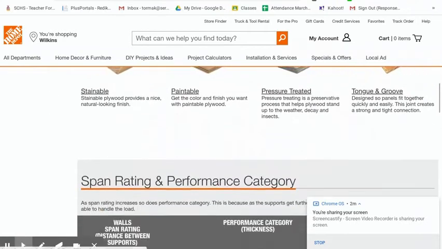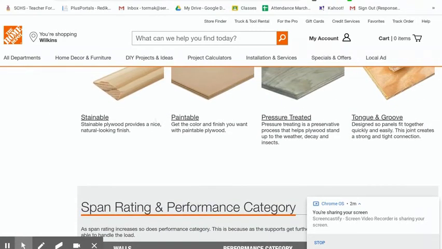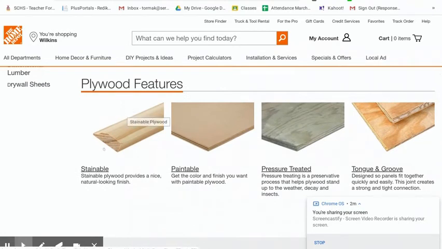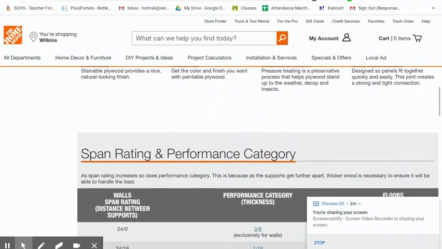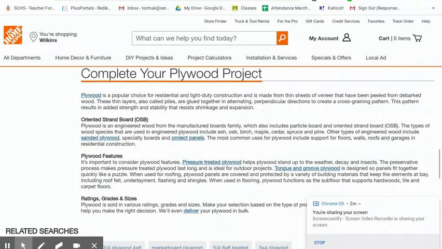So one thing they even just have right on their website is that it's sustainable, paintable, pressure treated, and you could have different grooves on the plywood. And it also gives you a reason to choose plywood. It's a popular choice for residential and light duty construction, and explains that it is made of veneer that have been peeled from debarked wood. And they're glued together in alternating perpendicular directions to create a cross graining pattern. And that pattern makes it so strong and stable.